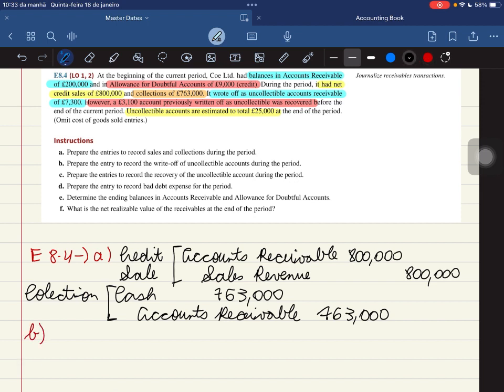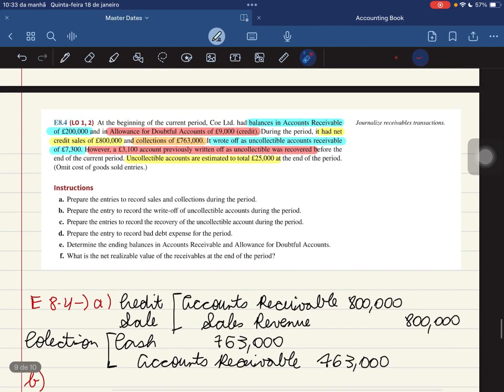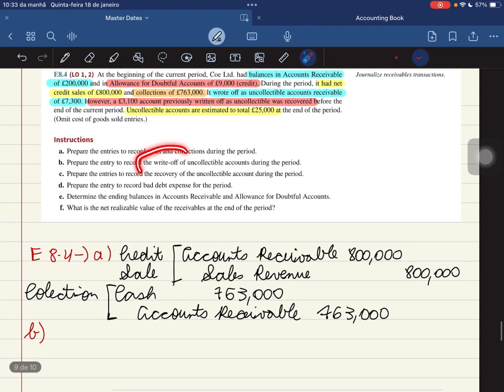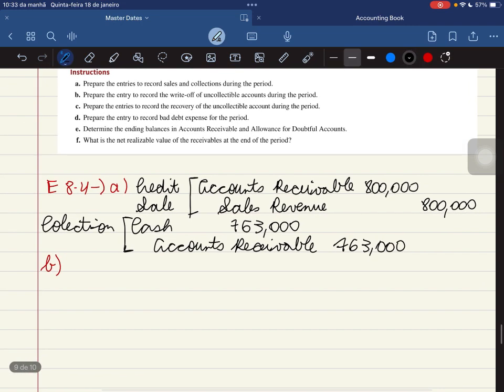Letter B. What does it say? Prepare the entry to record the write-off of uncollectible accounts during the period. Here they say something about write-off, right? Okay, here it said it wrote off as uncollectible accounts receivable 7,300. Every time you say write-off, it's basically like you're saying, okay, we give up. Like, we're not going to get this money anymore, so let me just write it off. I know that this customer that I sold something to is not going to pay me anymore, so I have to write it off.